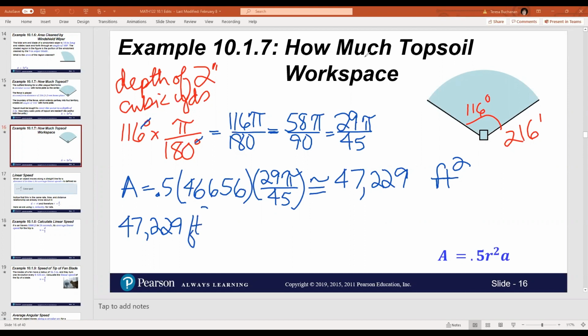47,229 square feet. Remember that we were asked to cover this in topsoil that is measured in cubic yards. So I have to get out of feet squared somehow into, at least, I can't get from feet squared into cubic yards. Feet squared is flat, cubic is cube. But I could get into square yards, right? I can get out of feet squared and into yards squared.